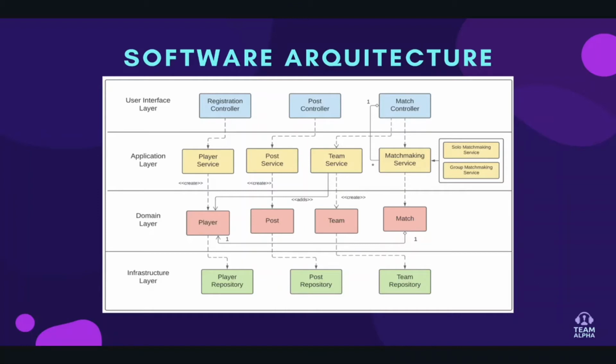For the match controller, it's connected to two services, the team service and the matchmaking service. For the team service, it actually creates the teams and it saves it out as a persistent entity. That's why it's connected to a team repository. And it also adds the player to a certain team that the player wants to join when the player is accepted by the team owner.